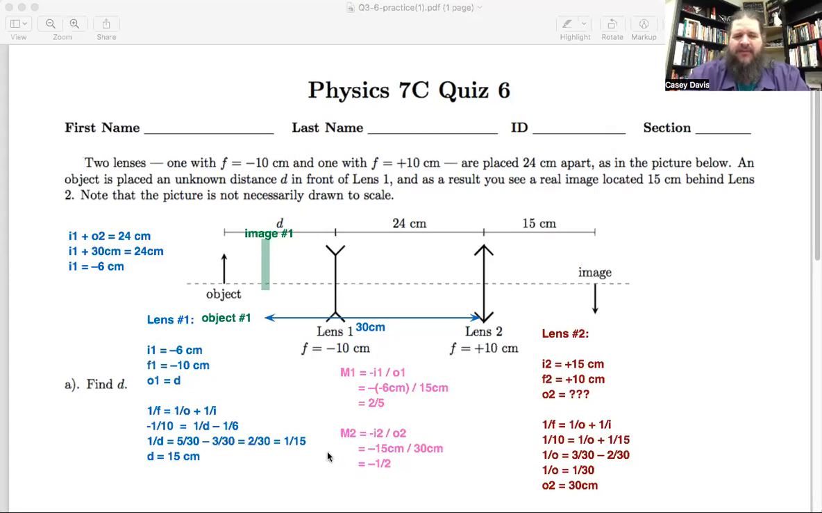A magnification factor is at heart a multiplier. So if you want to combine several magnification factors, you just multiply them together. So the total magnification, M1 times M2, is 2/5 times -1/2. The 2's cancel out, we get -1/5. And what does that mean? If the total magnification is -1/5, what does that tell you about the final image?